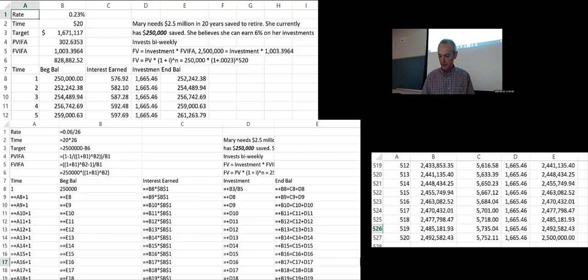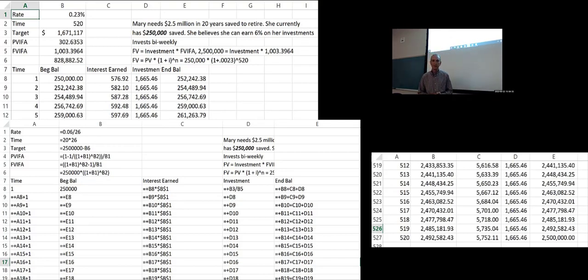The beginning balance the next time is the same as the previous ending balance. Our interest, we can copy down. We're going to invest the same amount every month. And the ending balance we can copy down. And then we can copy all of that down. And if we did it correctly, what should be at the very, very end? 2.5 million, does that look right?